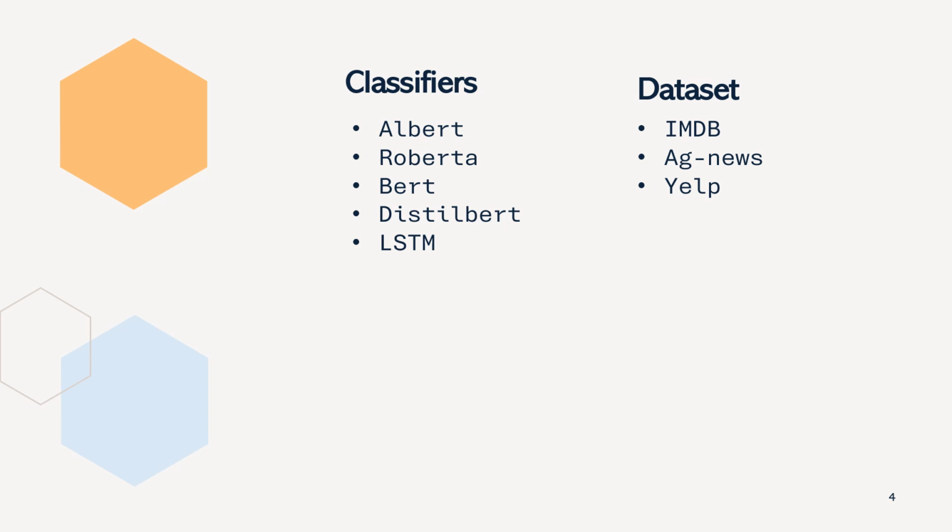So there are certain classifiers and data sets that we have used. We have used 5 classifiers. Those are Albert, Roberta, BERT, Distilbert, and LSTM. And the data sets that we have worked on are IMDb, AG News, and Yelp. Majorly, the basic and the initial experiments were started using the IMDb data set.